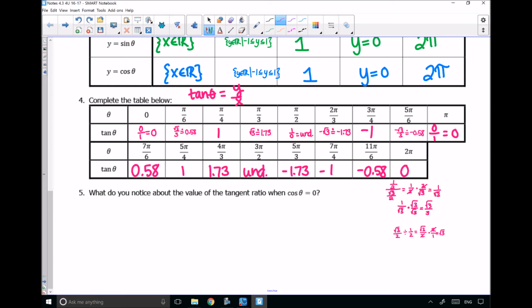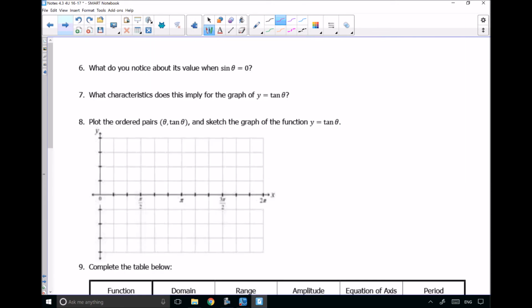So question number 5 says, what do you notice about the value of the tangent ratio when cosine of theta is equal to 0? So if I have cosine of theta equals 0, remember, tangent of theta is y over x. So if cosine of theta is equal to 0, I'm going to get y over 0, which means that I'm going to get an undefined value. So it's impossible.